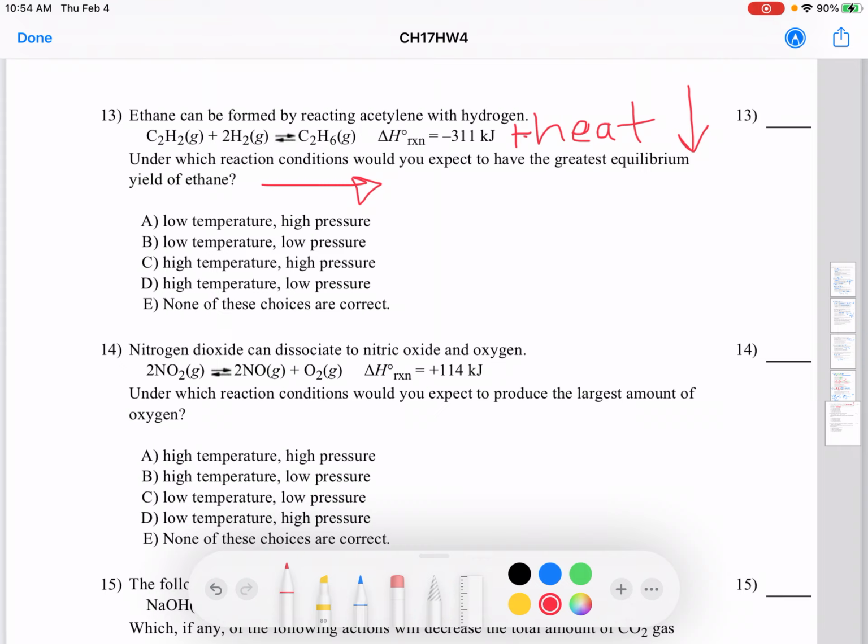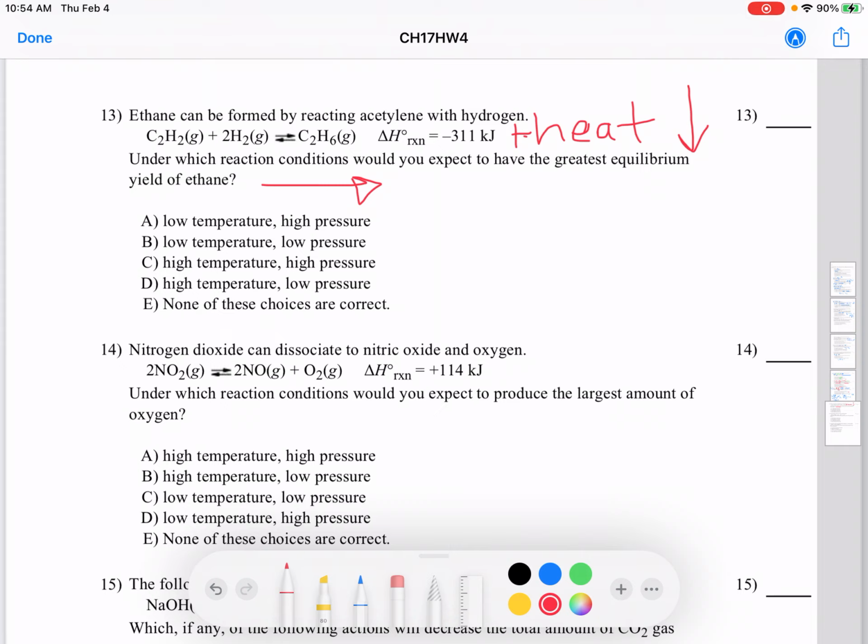Yes. If you add the heat, what happens is the reaction will reverse, because you want to get rid of the added heat. Now, lowering heat: it's an exothermic reaction. You lower the heat, and the reaction will proceed to making more heat. So low temperature is the correct thing to do.